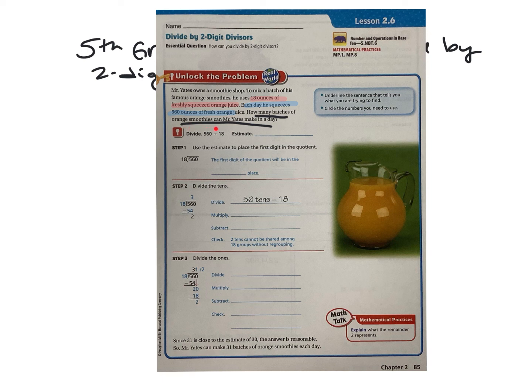Underline the sentence that tells you what you're trying to find: how many batches of orange smoothies can Mr. Yates make in one day? Circle the numbers that you need to use. I highlighted, but you can circle. We know that he makes 560 ounces each day, and each batch uses 18 ounces of freshly squeezed orange juice. So we're taking this 560 ounces of orange juice and splitting it into 18 ounces for each batch. So 560 split into 18 equal pieces is division.